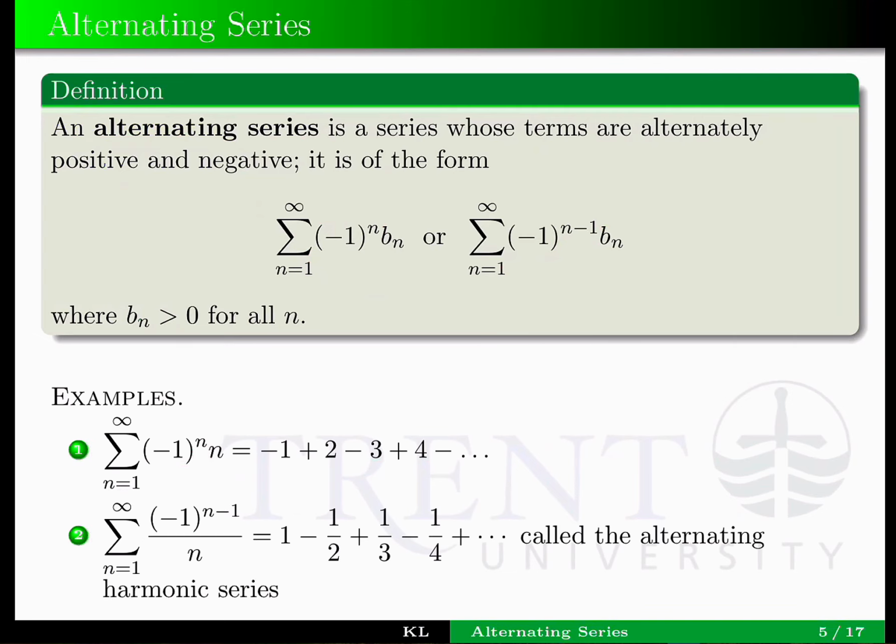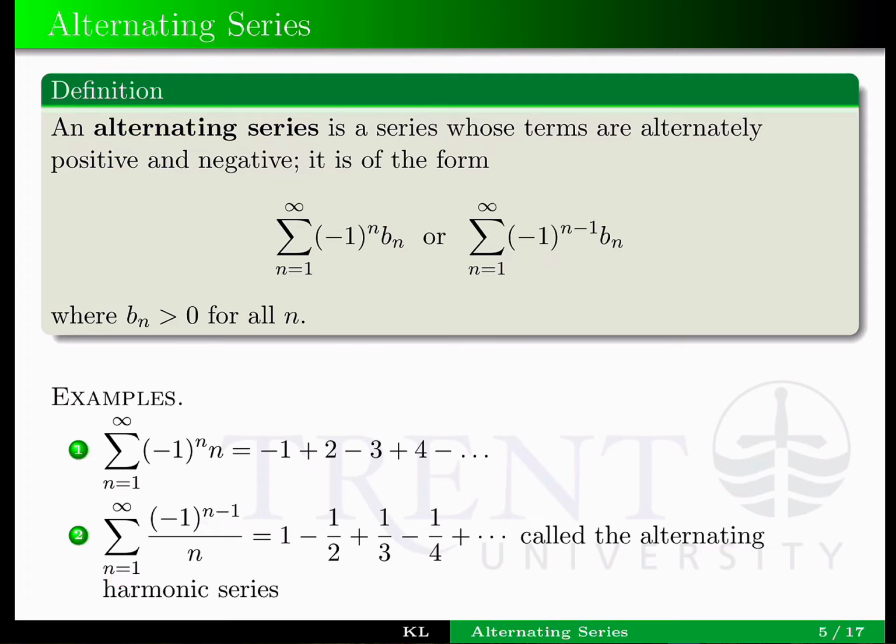Also, we have the sum of negative 1 raised to n minus 1 over n. You start with n equals 1, but the power of negative 1 is n minus 1. So you will start with a positive number. In here, you will have 1 minus 1 half plus 1 third minus 1 fourth plus 1 fifth and so on and so forth. So we call this the alternating harmonic series. As you can see, it's just a harmonic series, 1, 1 half, 1 third, 1 fourth, but the signs are alternating. So alternating harmonic series.